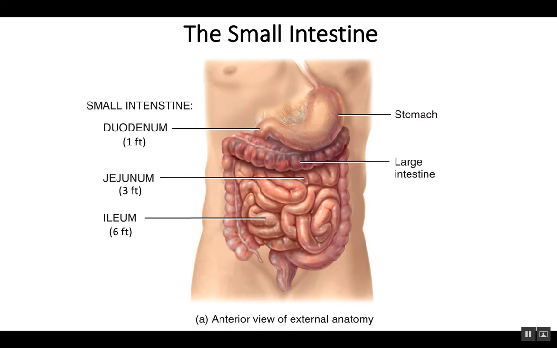Then the next 3 feet is known as the jejunum. And jejunum means empty, because when they first opened up the jejunum, it was empty. It didn't have material in it. The last 6 feet, so the longest region of the small intestine, is known as the ileum. So we have the 3 regions of the small intestine.